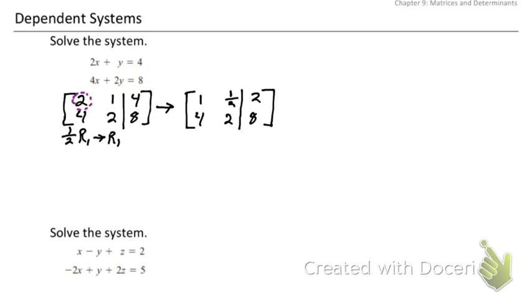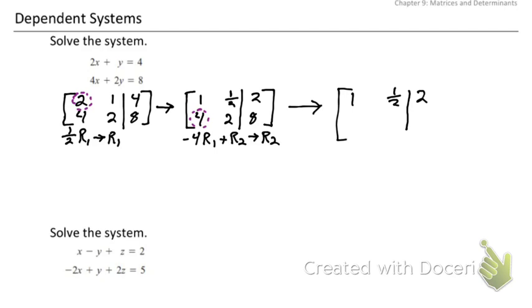As soon as I have a 1 in a column, I make everything else 0. So that means that 4 right below it needs to become a 0. Since it's a 4, I'm going to multiply something by a negative 4. We'll have negative 4 times row 1 plus row 2 is going to become my new row 2, once again because I'm using that 1 to get rid of this positive 4. So our new matrix is going to look like 1, 1/2, 2.